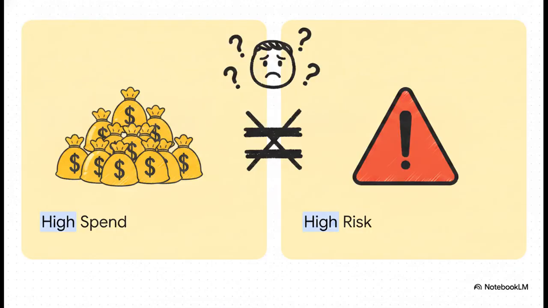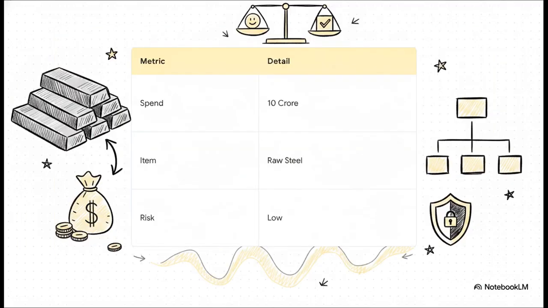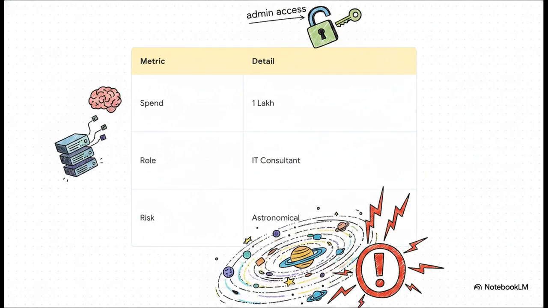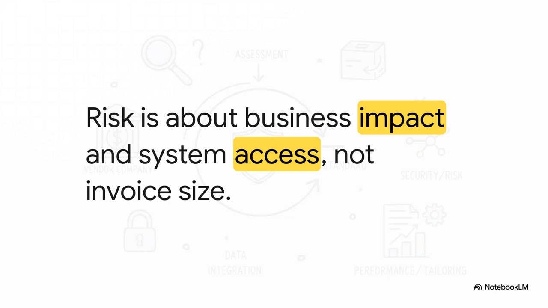Now for a huge confusion buster. Rookie auditors constantly confuse high spend with high risk. 10 crore for raw steel is a massive spend, sure, but it's a commodity, extremely low risk. Conversely, just 1 lakh for an IT consultant with admin access, that is an astronomical risk. Bottom line, risk equals business impact plus system access. It has nothing to do with invoice size.